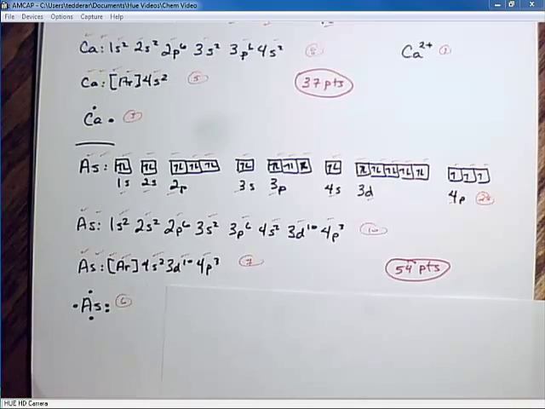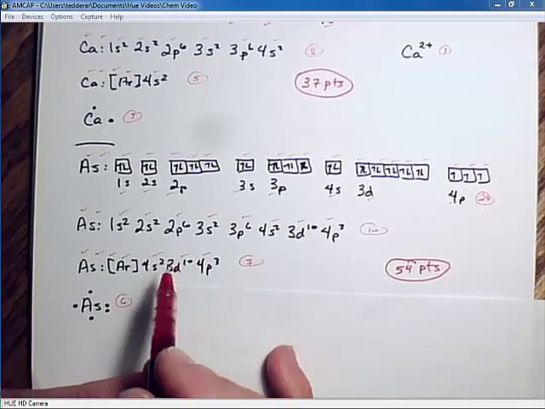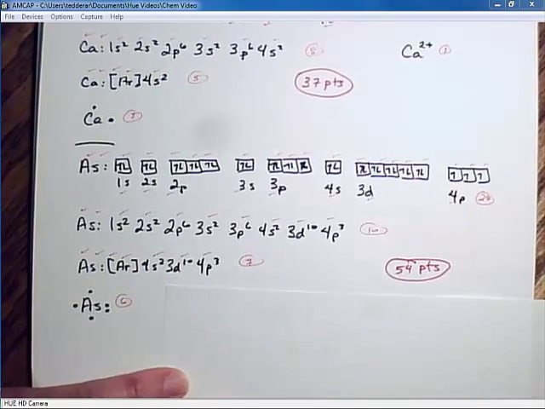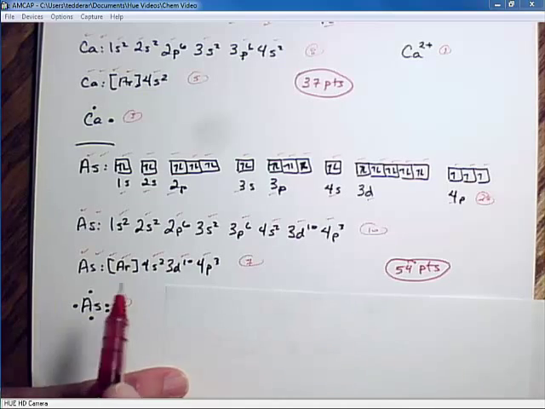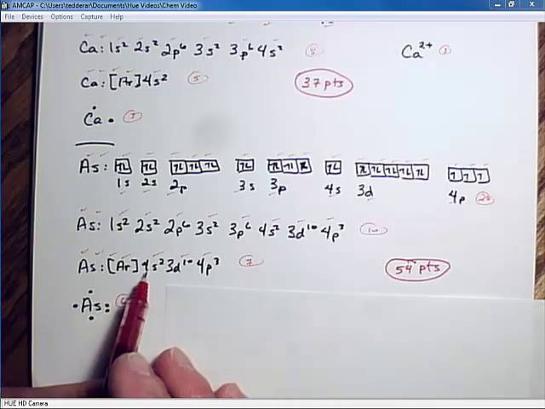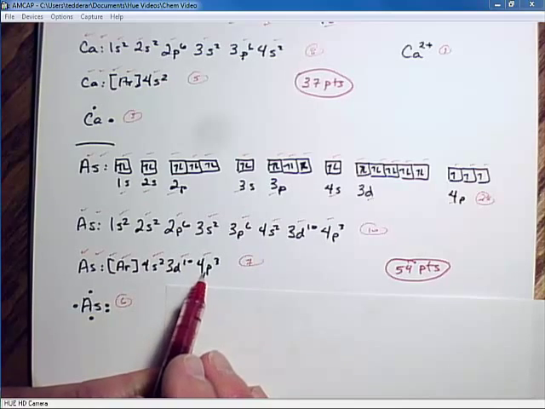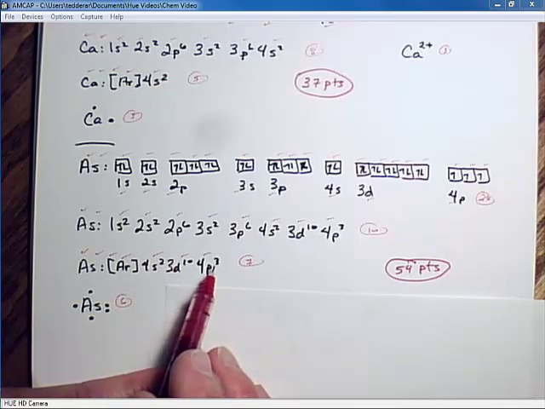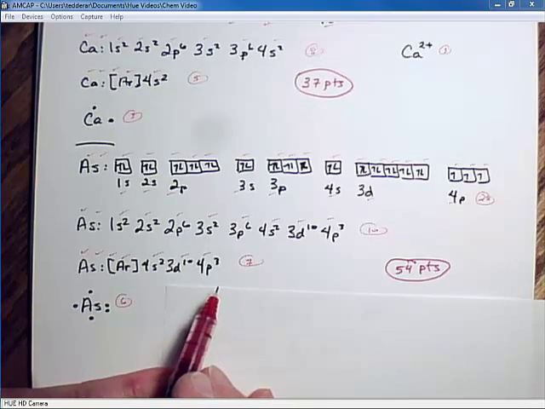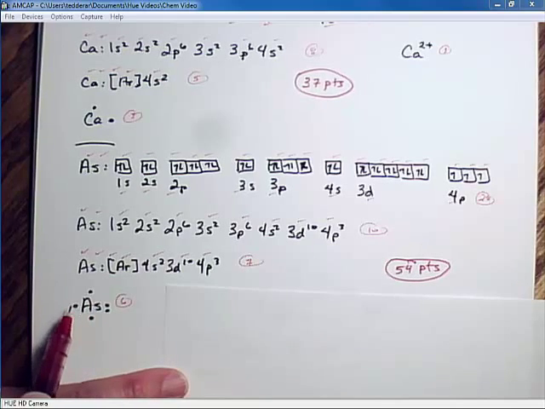Then for the electron dot formula, we just count the electrons in the highest energy level. The large numbers are designating what the energy level is. The primary energy level is designated by the large numbers. So in level 4, you have 2 electrons in S and 3 electrons in P. That's a total of 5 electrons in the highest energy level. So we need 5 dots, not 15.